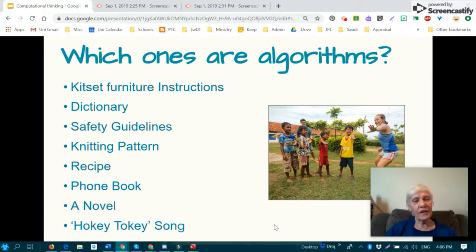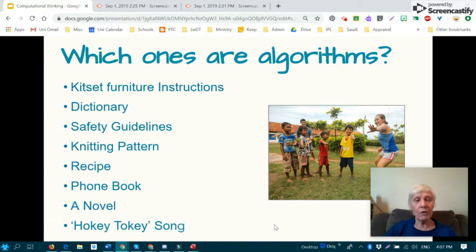Safety guidelines can vary. Some safety guidelines are step-by-step instructions, and others are just general information. Knitting patterns, another really good example of an algorithm, as are recipes. Phone books are like dictionaries, and they are not algorithms, but you use one in order to find information in them. Although, of course, both dictionaries and phone books are available online now, and you wouldn't have to do that at all. You just type in the word or the person you're looking for.